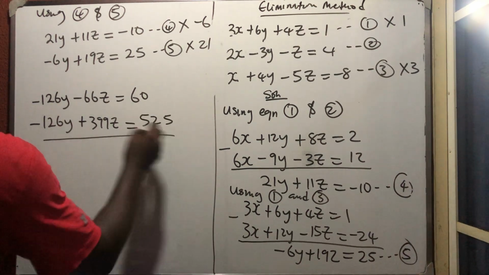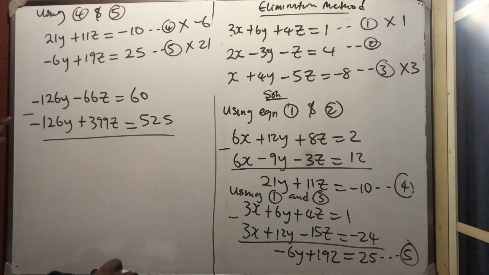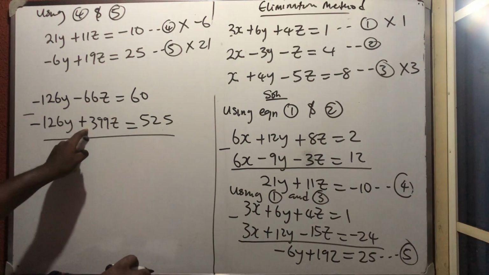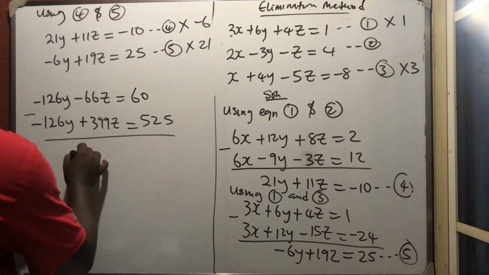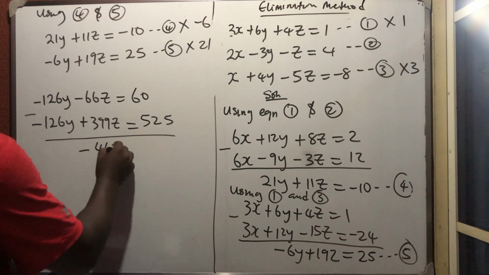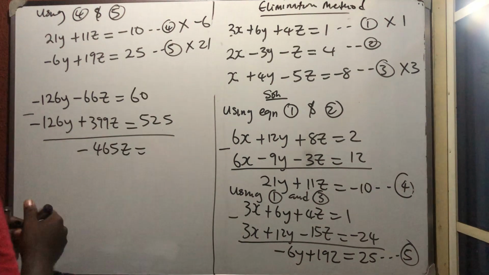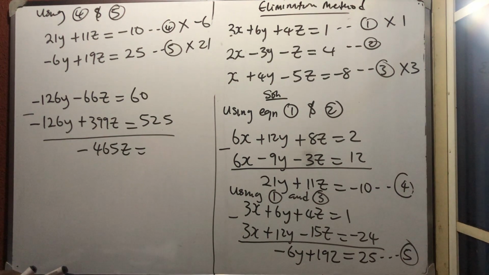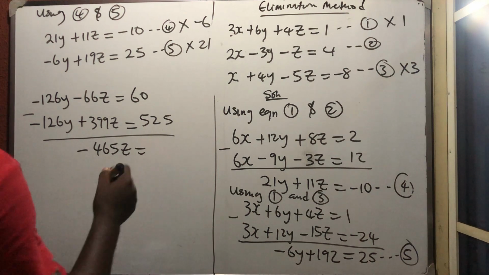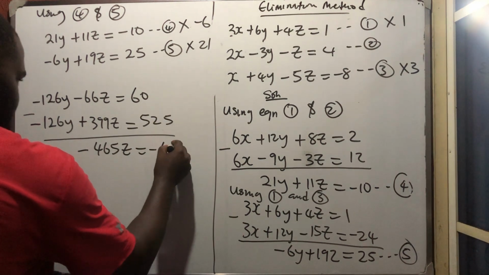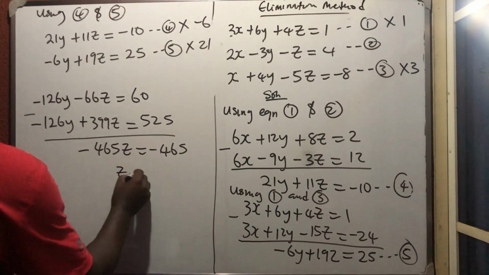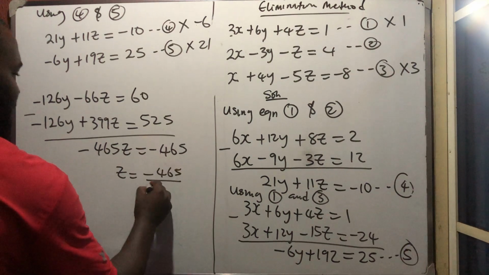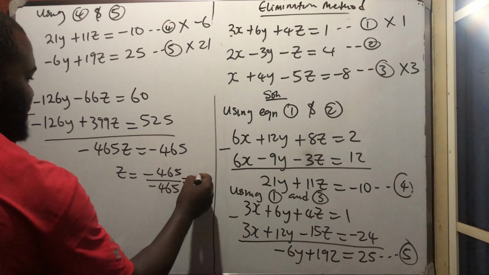525. Okay, so we subtract. This minus this gone. Don't forget that minus affects everybody down. So minus plus is minus. Minus 66 minus that is 66 plus 399. I'm getting minus 465z is equal to this minus this. So this minus is giving me minus 465. Now we have that z will be minus 465 divided by minus 465. We are getting that z is 1.